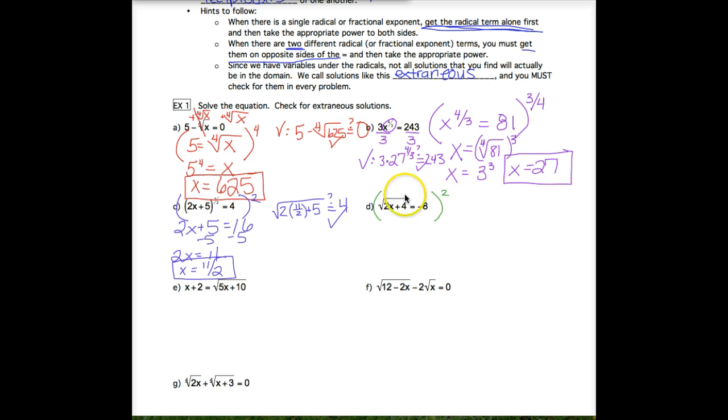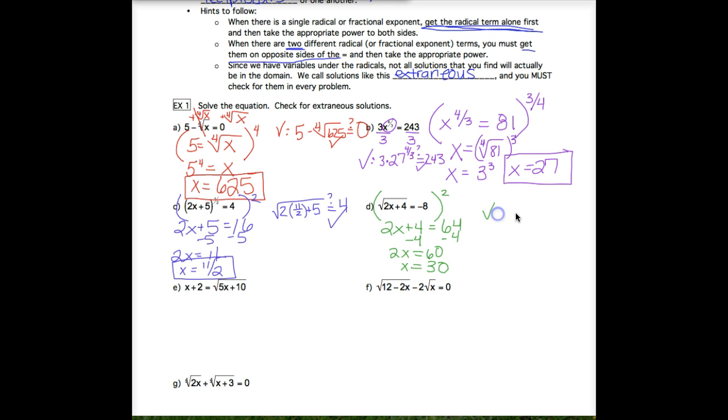So the square root and the squared undo each other. I've got 2x plus 4 over here. Over on the right side, negative 8 squared is positive 64. Remember that if you don't know that off the top of your head and you're trying to use your calculator, you have to include the negative 8 in parentheses. Anytime you square something, it should be positive. So now to solve, subtract 4. So 2x equals 60. Divide by 2, and x is 30.